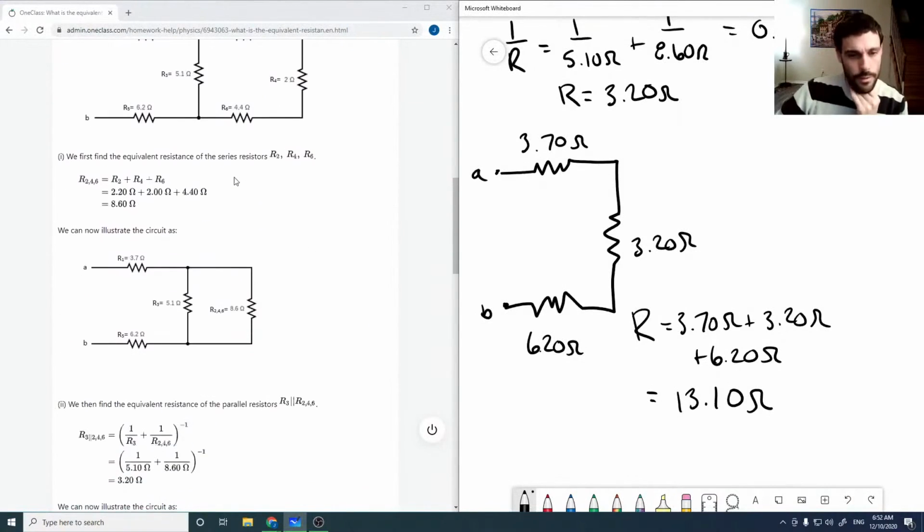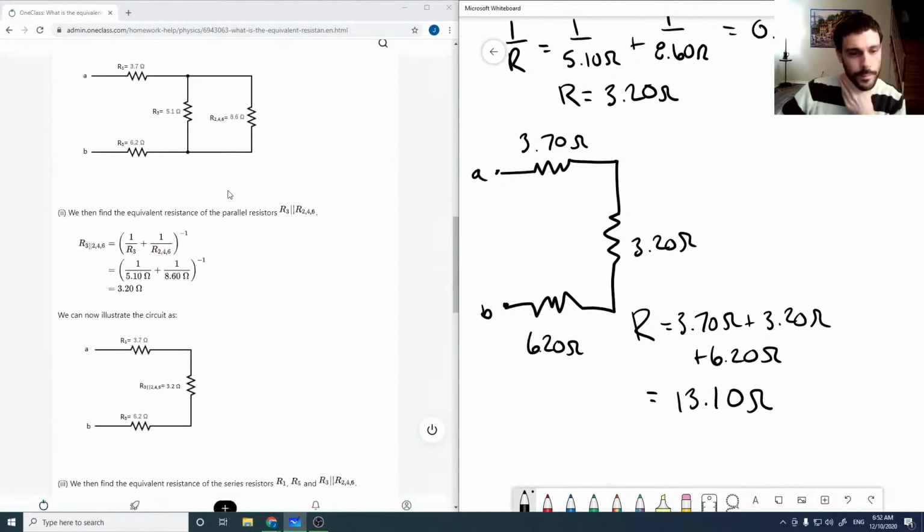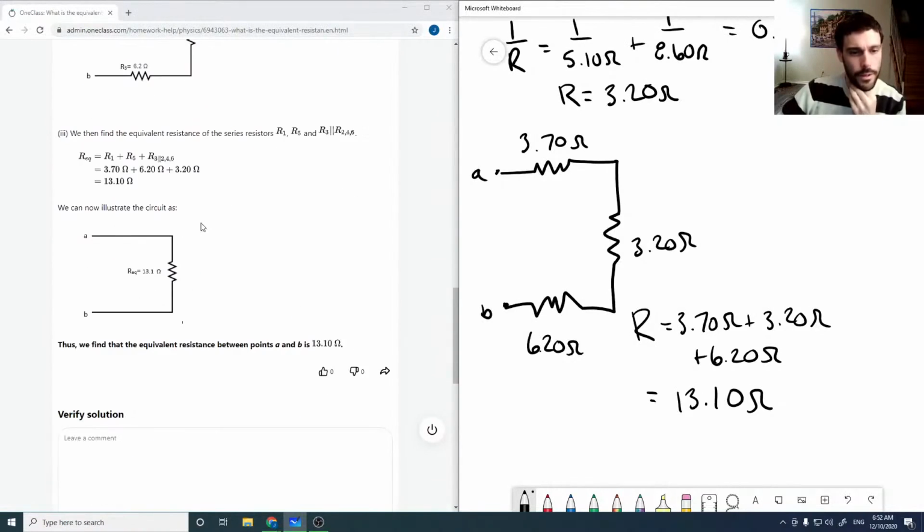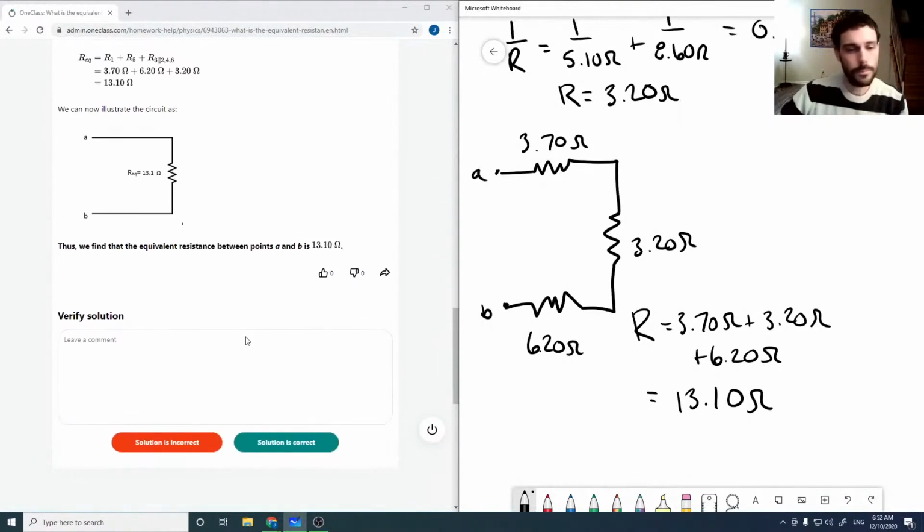So treat the first segment as series, then parallel, then series, and we get 13.10. So that looks good.